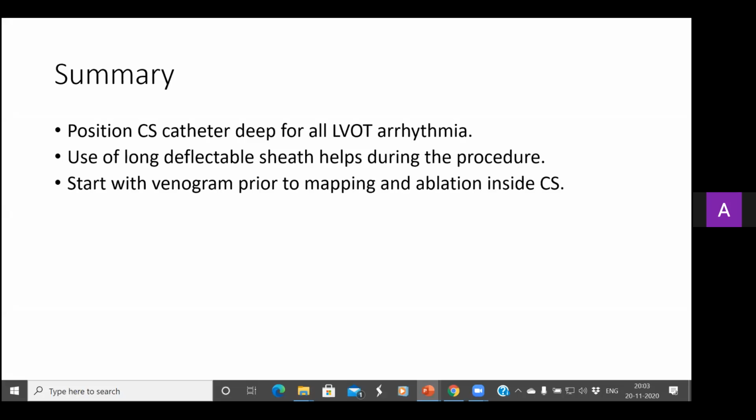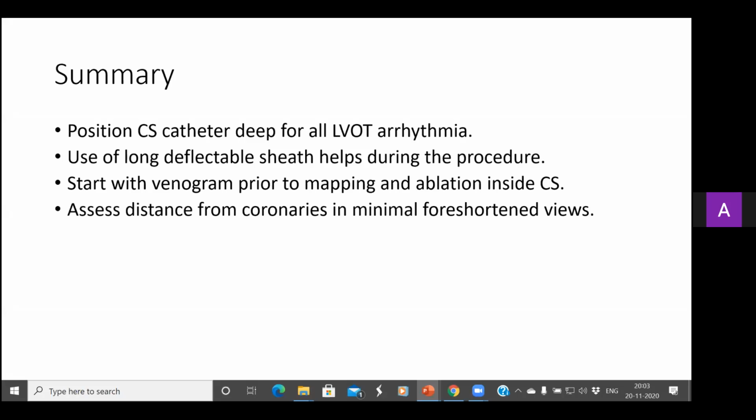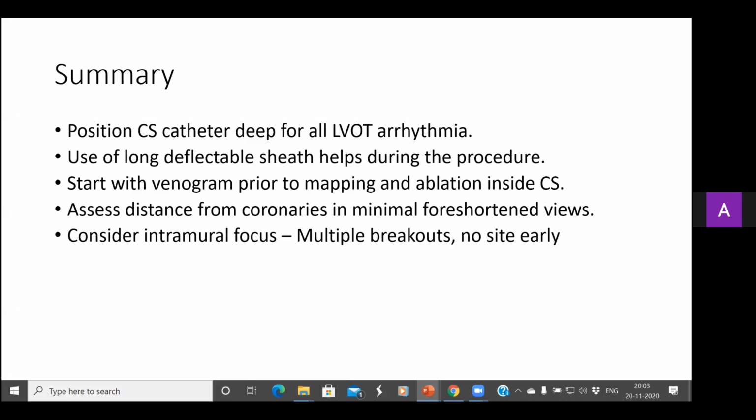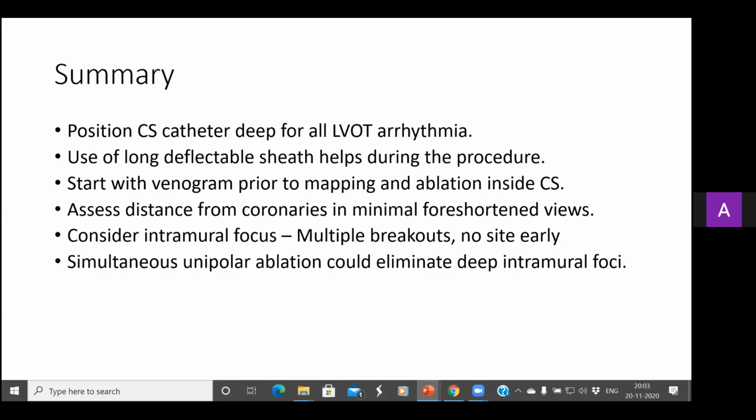Always start with a venogram prior to mapping and ablation inside the CS. Assess distance from coronaries in minimally foreshortened views, and consider an intramural focus when there are multiple breakouts and no sites are sufficiently early. Simultaneous unipolar ablation could eliminate deep intramural foci.